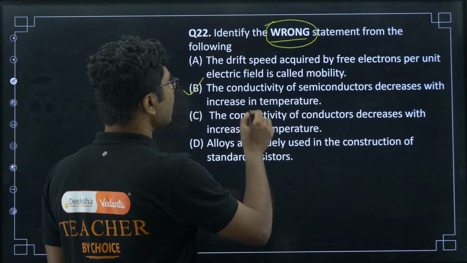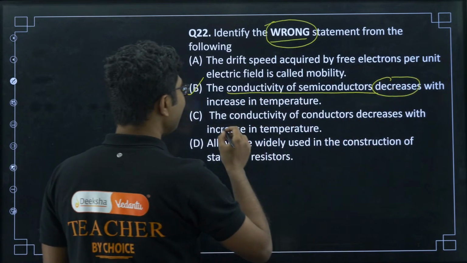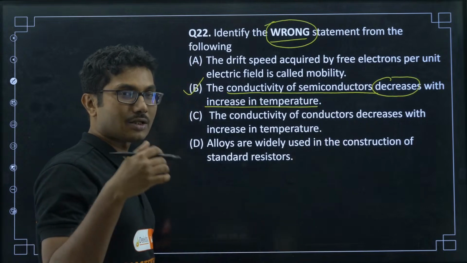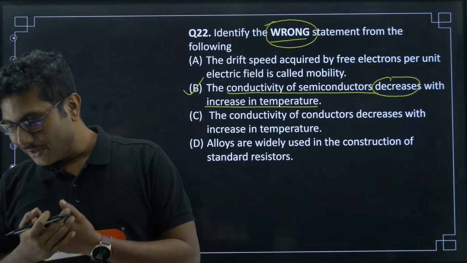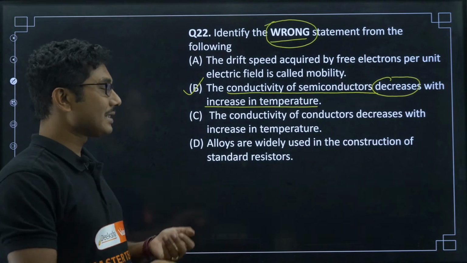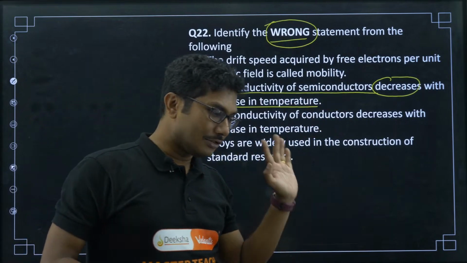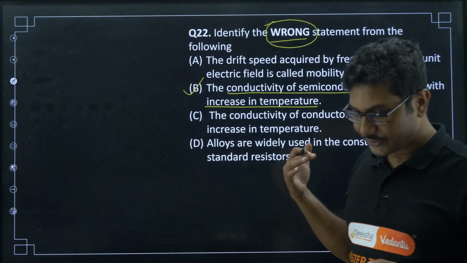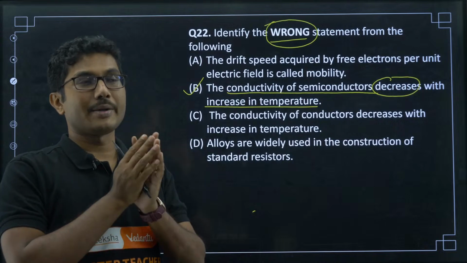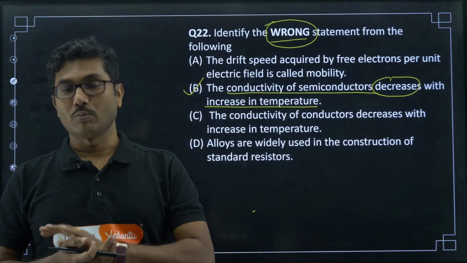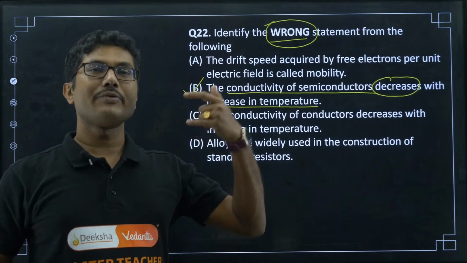Why wrong statement? Because conductivity of semiconductors increases with increase in temperature. So, semiconductors are opposite to that of conductors. So, their conductivity increases with increase in temperature, but here they have mentioned decreases. So, this is the wrong statement. Again, in case you have any doubt, this type of questions are common if you attempt KCET, if you attempt PU board as well.